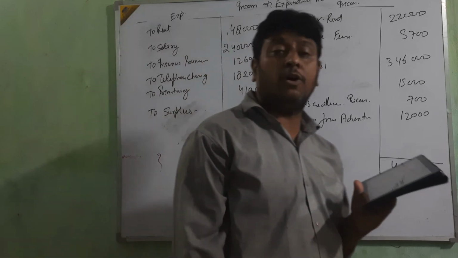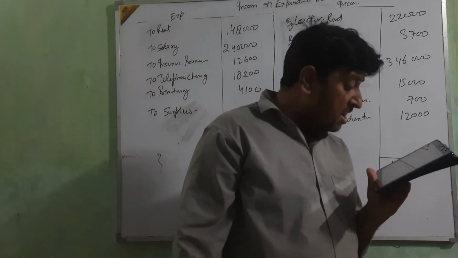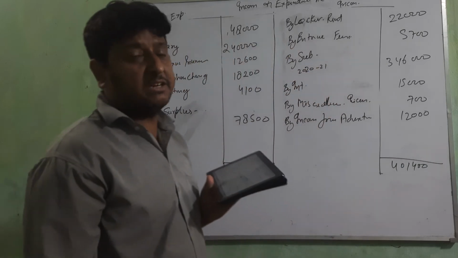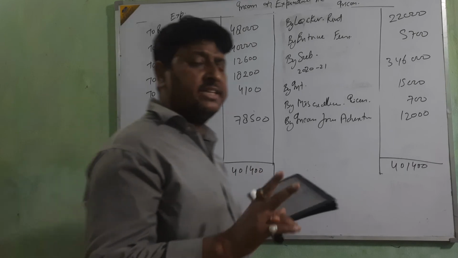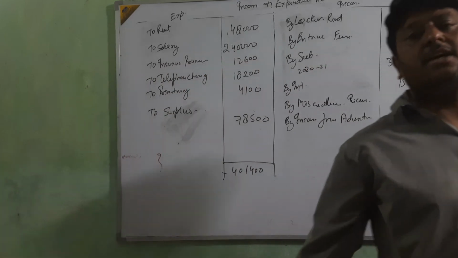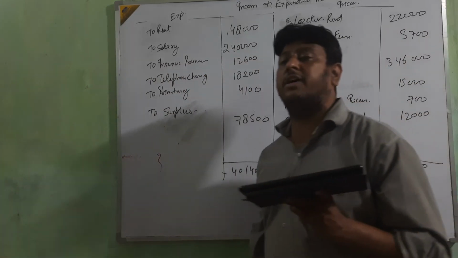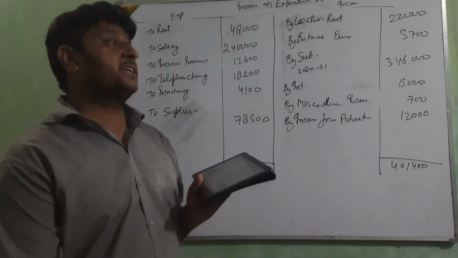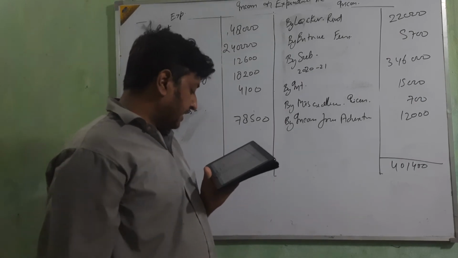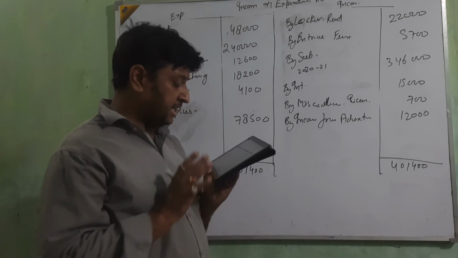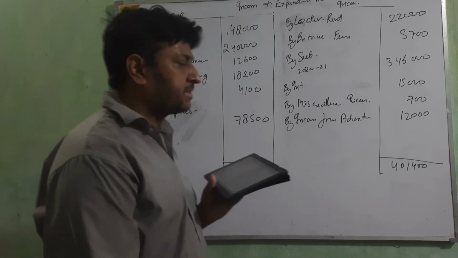Then next, donation. If any type of donation is given for any special thing, we are not going to take it. There are 2 types of donations, special donation and simple donation. If a simple donation is given, then we are going to take it. If a specialized donation is given, then we are not going to take it. Okay, clear? Then interest we are going to take here because it's an income.